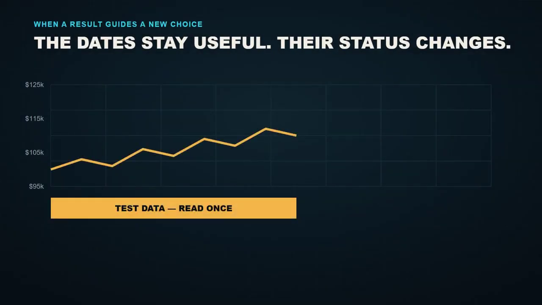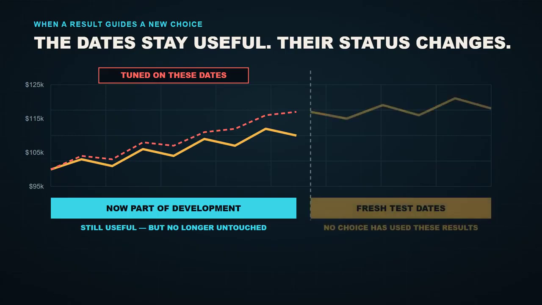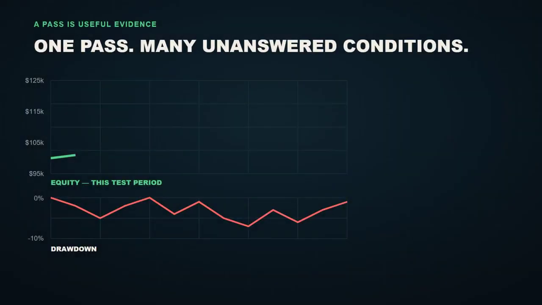The old unseen period is not worthless after that. It can join development history and help us understand or revise the strategy. What changes is the claim. We can no longer tune on that period, rerun it, and call the second result a clean unseen test. The strategy has rehearsed on the exam. A fresh claim now needs fresh, independent evidence.